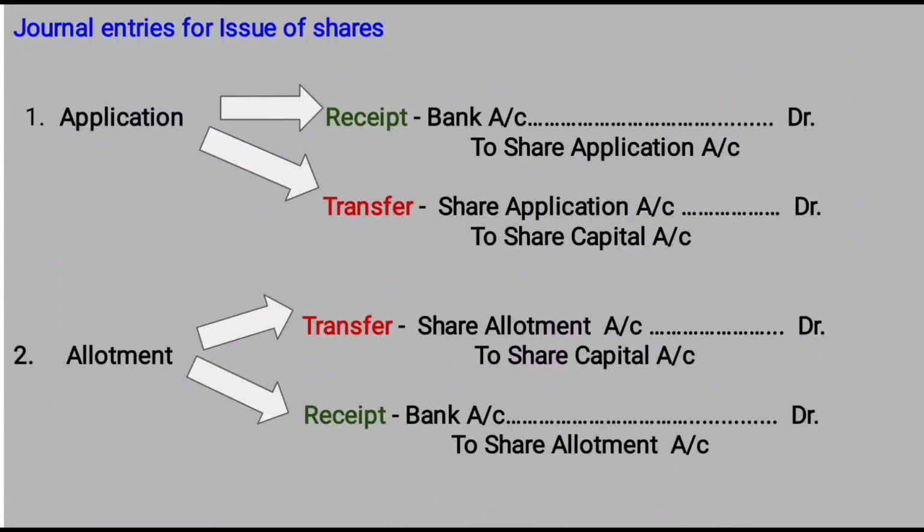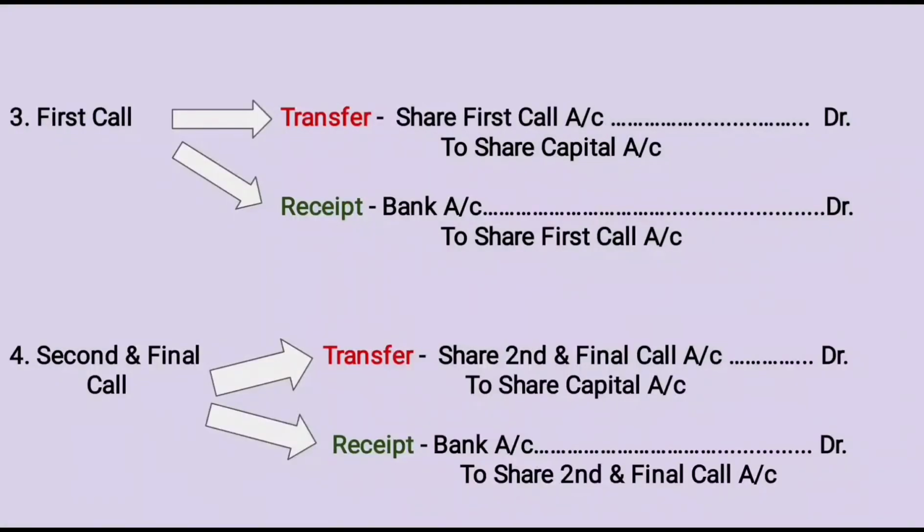Then next, second stage is an allotment stage. Here we have to first pass transfer entry, then receipt entry. Transfer entry is share allotment account debit to share capital account. Receipt entry is bank account debit to share allotment account. Next, third stage is first call. Here we have to first pass transfer entry, then receipt entry. Transfer entry is share first call account debit to share capital account. Receipt entry is bank account debit to share first call account.